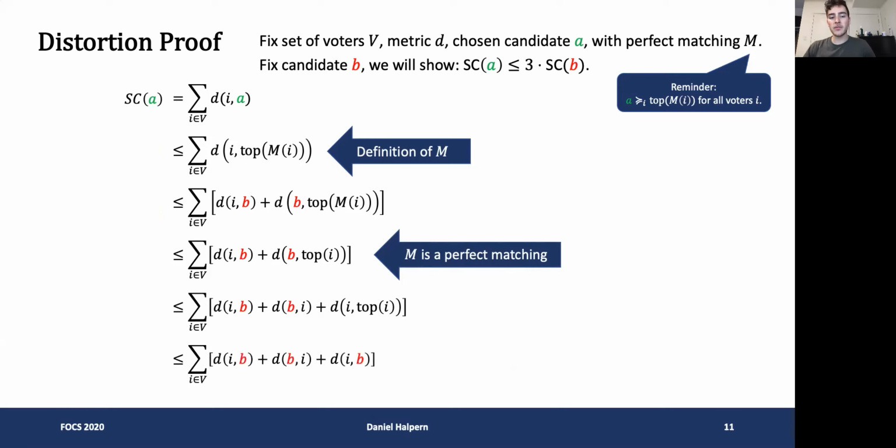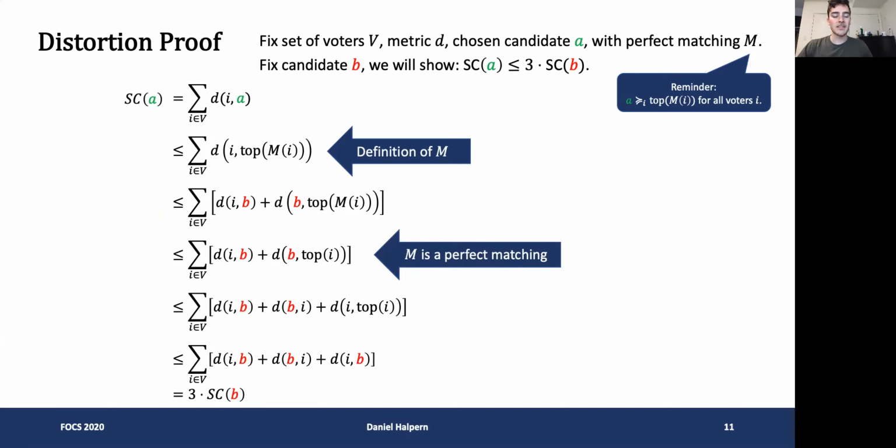And then what are we doing here? Well, what does it mean for a candidate to be the top choice of I? It means they at least weakly prefer it to every other candidate. So the distance from I to their top choice is at most the distance from I to the specific candidate B. And then using the symmetry of the metric, this is simply equal to 3 times the social cost of B. And this completes the proof.